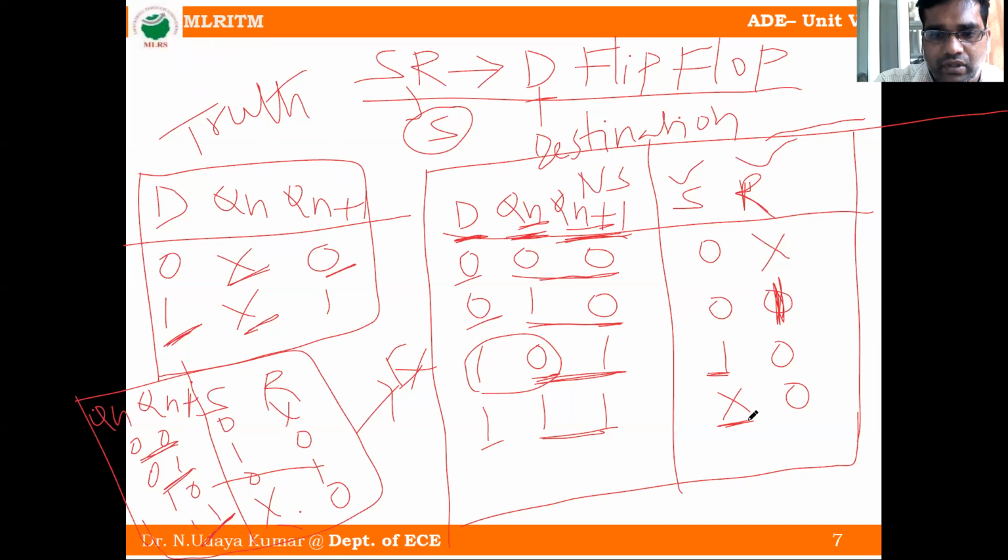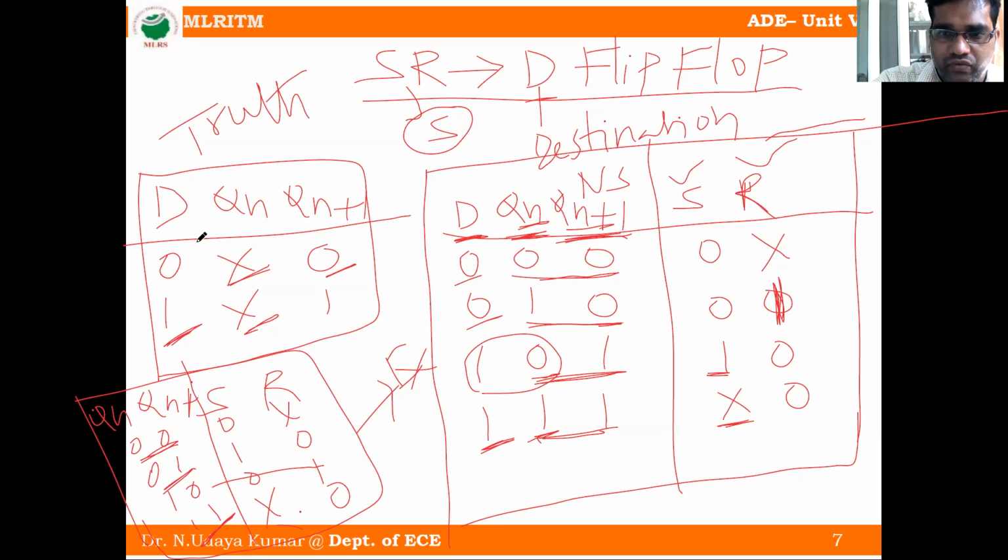How will we get this one? If D is equal to 1 and Qn is equal to 1, we will get don't care. Now we will group these two as a possibility. So S is equal to D, because there is no common term here, and here 0, 1. So S is equal to D.